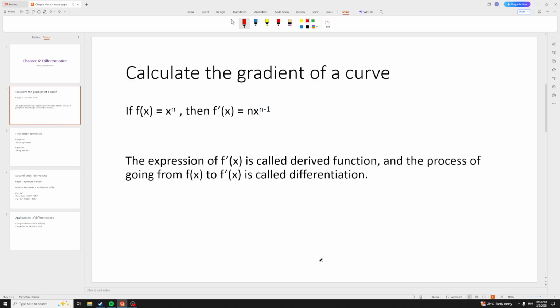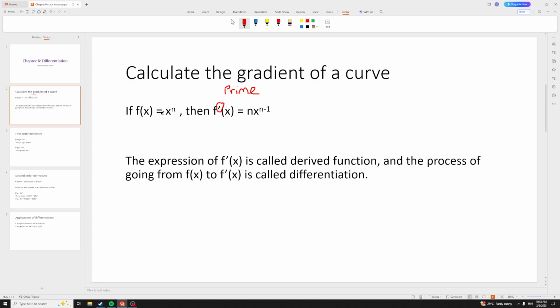Okay, so the first part is calculate the gradient of a curve. All right, the most common part when we talk about differentiation is when you see this apostrophe after f. This apostrophe is also known as prime. So what does this tell us?